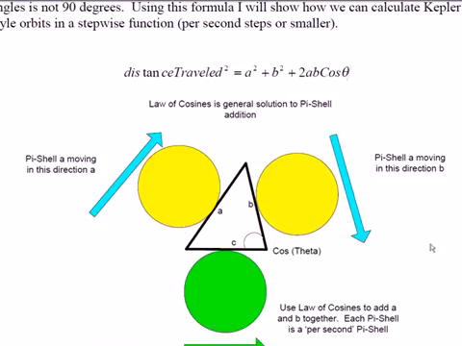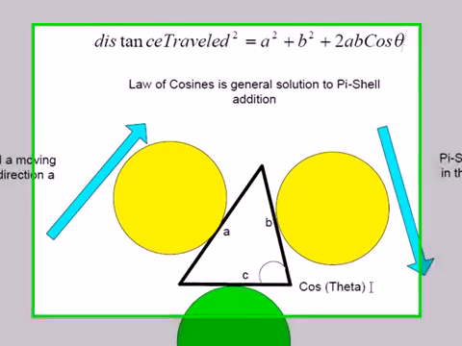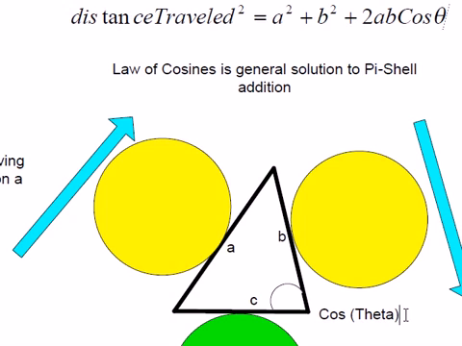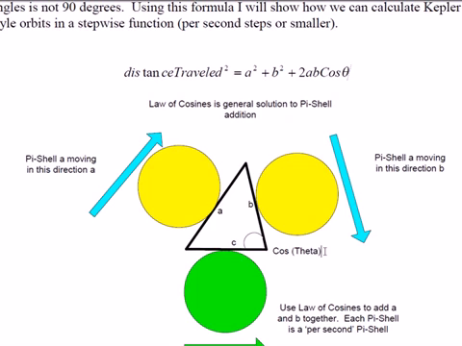Okay, so here's a diagram of that idea. Mapping this to PySpace, you can think of an atom moving in a particular direction on the A vertex, and another atom moving on the B vertex, and you've got a C vertex, and you can add them together to get the resulting distance. So you can use the law of cosines to add A and B together, and each pi shell is seen as a per second pi shell.